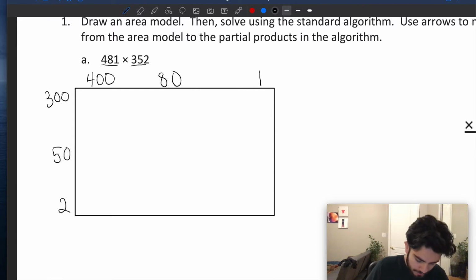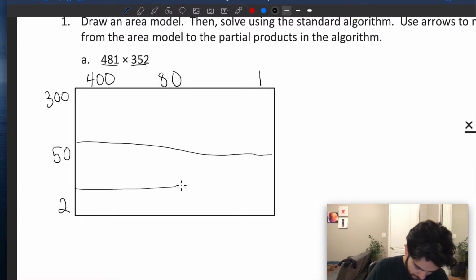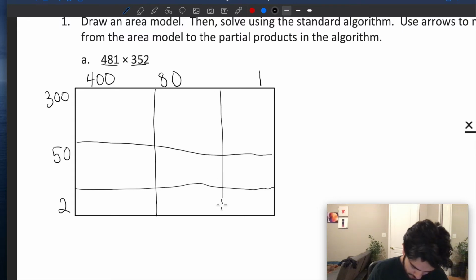Okay, then we're going to simply separate our numbers here by drawing our lines. Don't gotta be perfect. There we go. All right. Then your next step is to simply just multiply those numbers out.